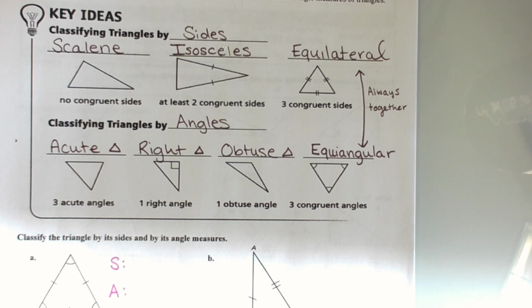So, I'm going to put the S and the A to make sure that I always get both, because I am looking for two words when I ask you to classify it by sides and angles. I'm emphasizing this because one of the most common mistakes I see in this section is not that people screw up which one they use, is that they only give me one of the answers. So, you need to give me both.